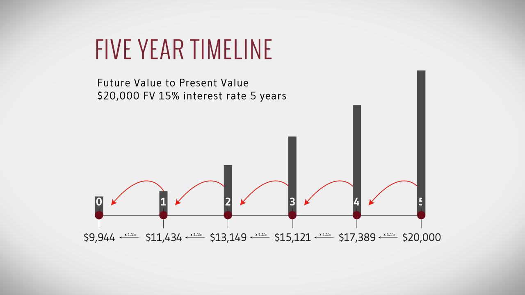As a matter of fact, we could have gone in the other direction, which says if we take $9,944 and we invest it at 15% for 5 years, it will grow to become $20,000. And so we could be indifferent between the two. $20,000 in 5 years is worth a little under $10,000 today.